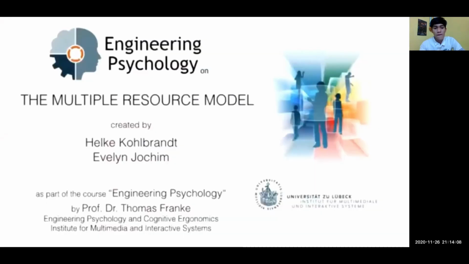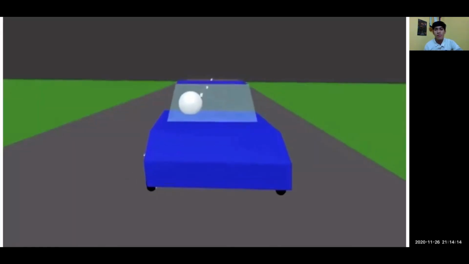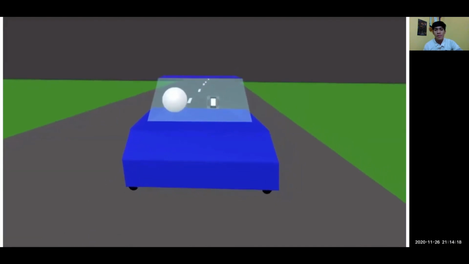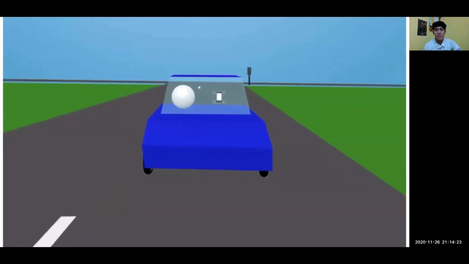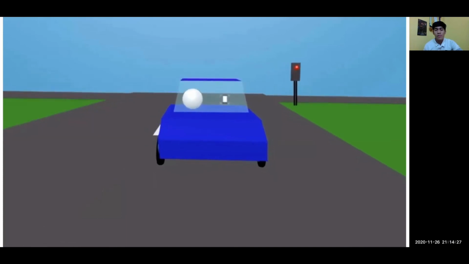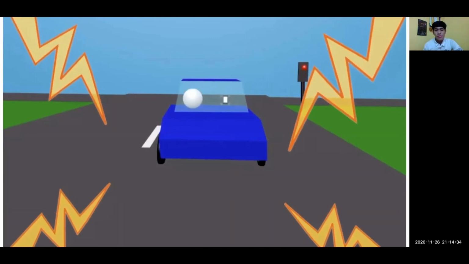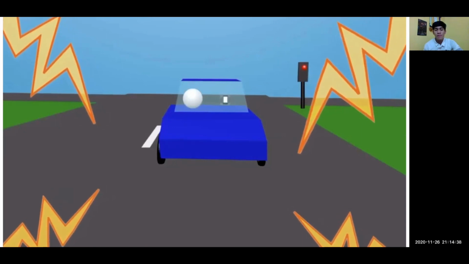Hello everyone. In this video, we will explain the model of multiple resources to you with an everyday example. Imagine you're driving home from work. Then your phone vibrates. Eager to see who texted you, you take out your phone, read the new message and answer it. While doing so, you don't focus on the traffic, which results in you not seeing the red light. This situation is dangerous. But why can't we cope with multitasking? We will explain this with the model of multiple resources.